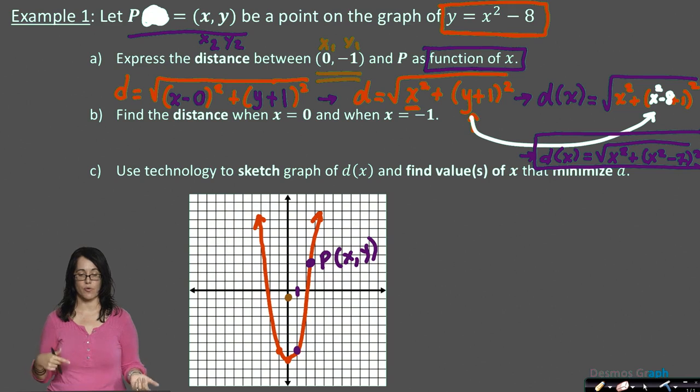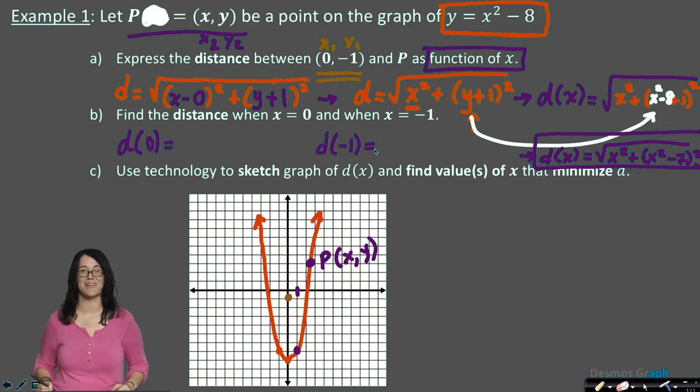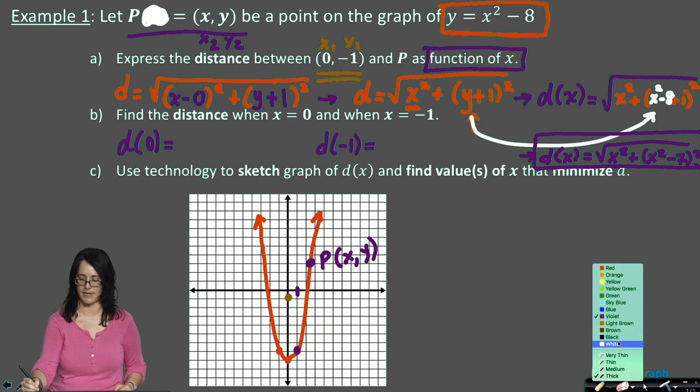So let's answer question B now. It asks you to find the distance in this model when x is 0 and when x is negative 1. So take a moment and realize that they're really just asking for d of 0 and then for d of negative 1. So feel free to pause the video and plug those inputs into your new function to see what your distance would be. Let's see how you did.